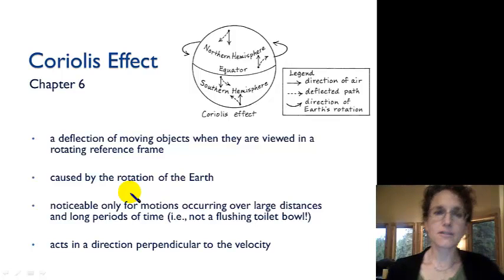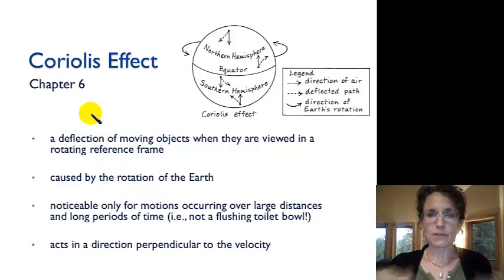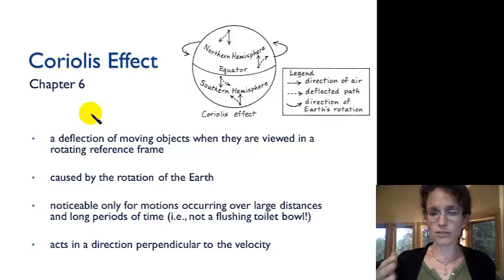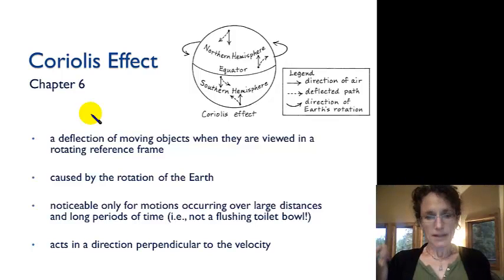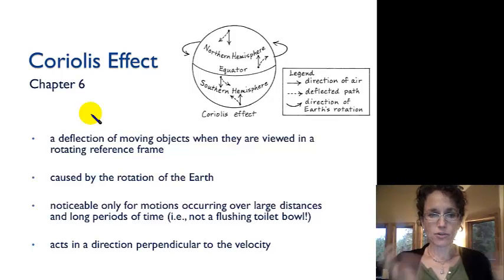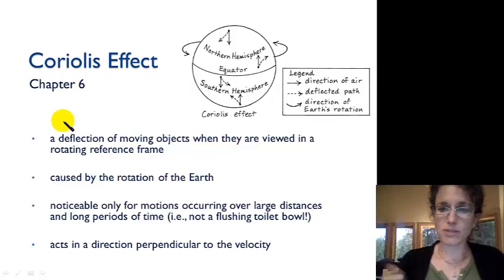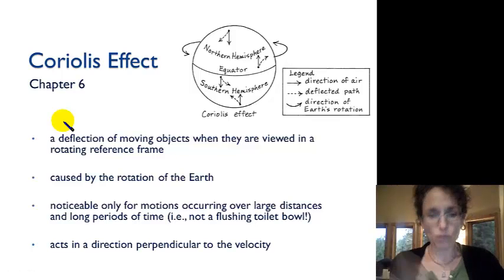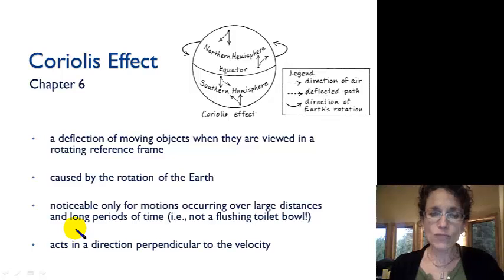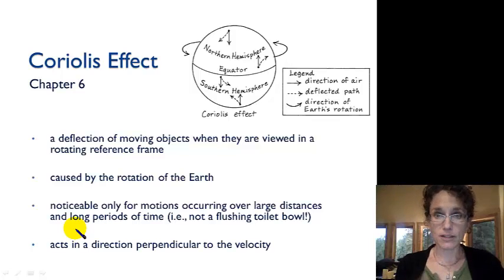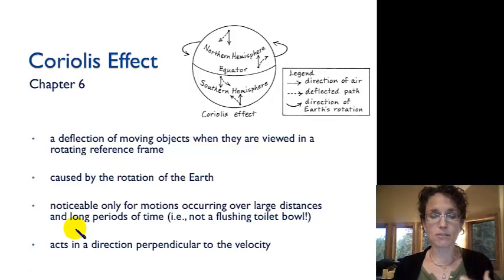Hi class, our next little video is about the Coriolis effect, which is an apparent force that wind currents and ocean currents experience because of the rotation of the Earth. So it's caused by the rotation of the Earth, and it's a deflection. It's an apparent deflection of moving objects when they're viewed in this rotating reference frame. So it's really only noticeable for motions that are occurring over large distances and long periods of time.